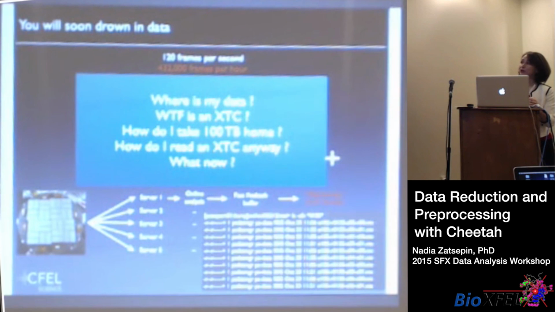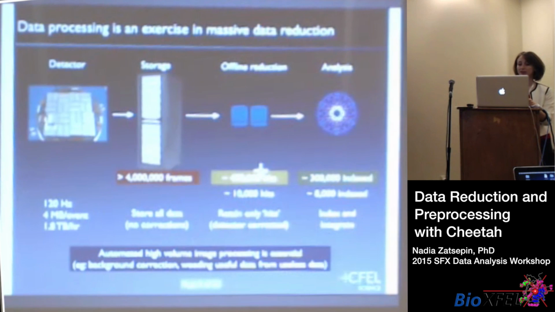Now, I'm here to make sure you don't drown in all this data you are collecting, so the tutorial will be talking about where is your data stored at LCLS, what type of file is XTC, how do I take this data home, and do I really need to take all of it? Anyway, how do I read the file, that's what Cheetah does, and what is next?